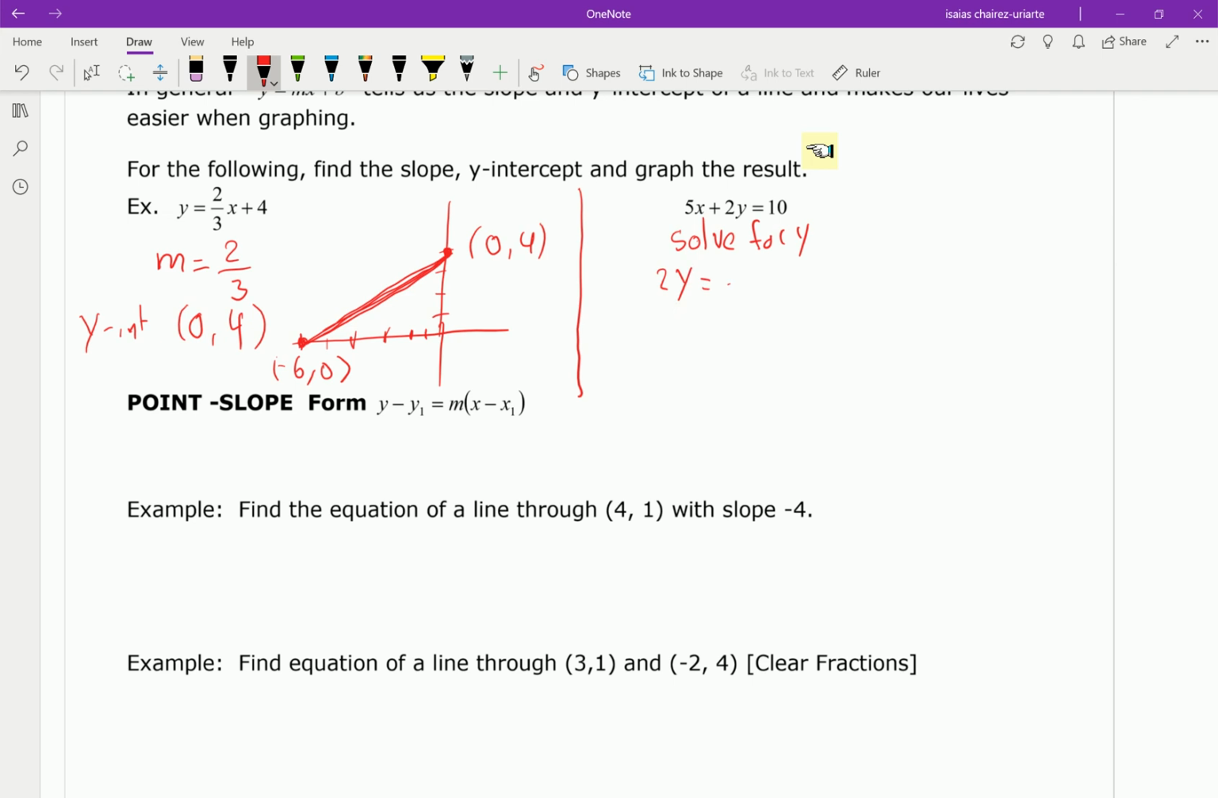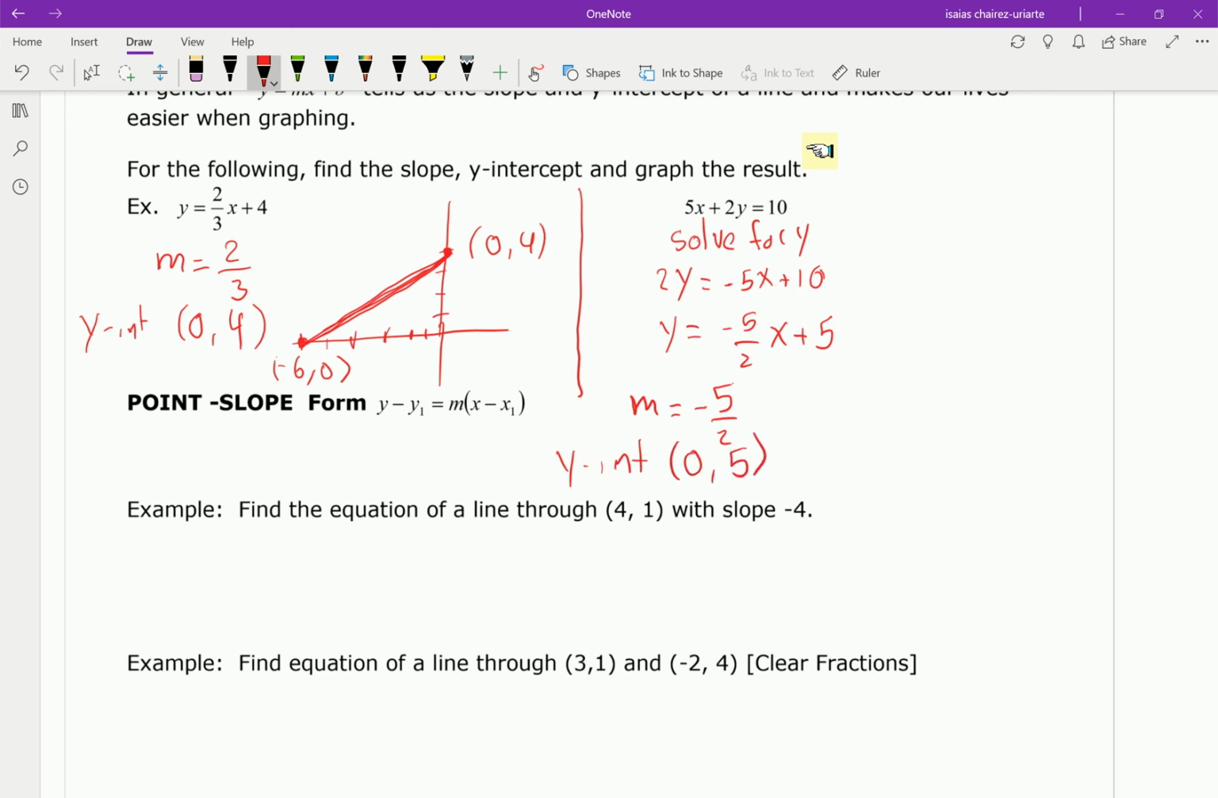2y is equal to -5x plus 10. And then let me divide everything by 2. So that says y equals -5/2 x plus 5. From here I can conclude that my slope is -5/2, and my y-intercept is the point 0,5.